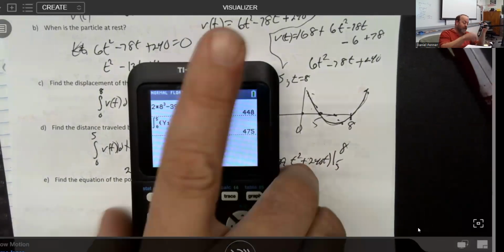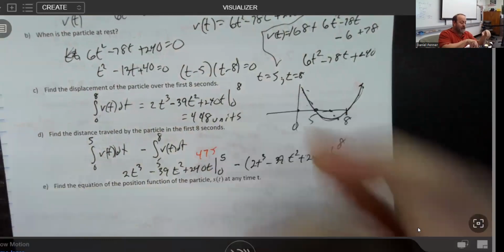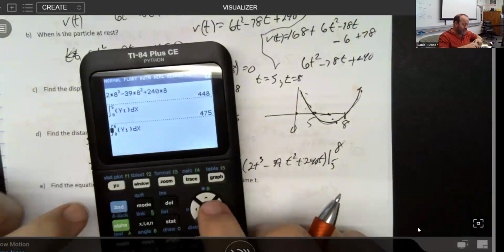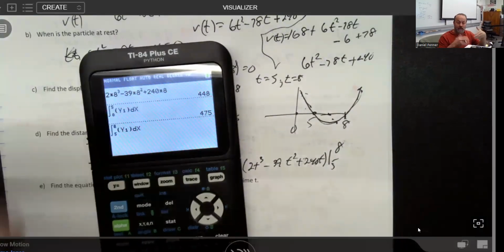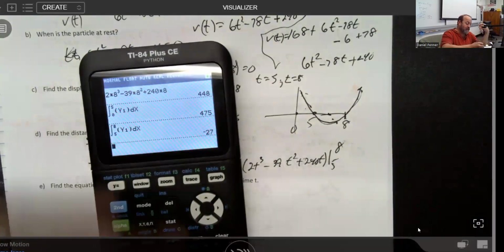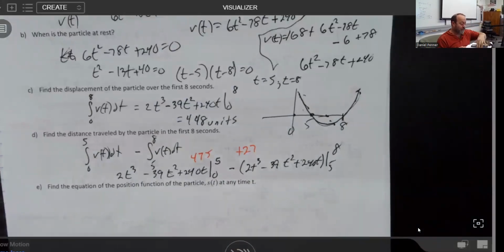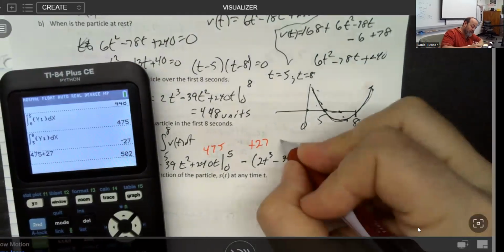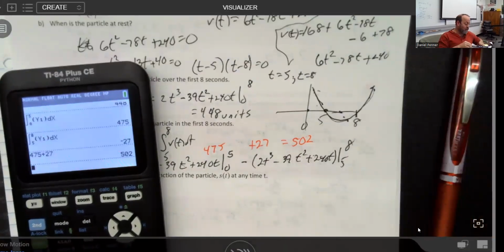So we went forward 475. That's this portion. And then we'll do it again, but let's find out what happens from 5 to 8. Now, this number should be negative because it's underneath the axis. So I got negative 27. So, of course, we're finding total distance traveled, so it would be 475 plus 27. And that's 502.